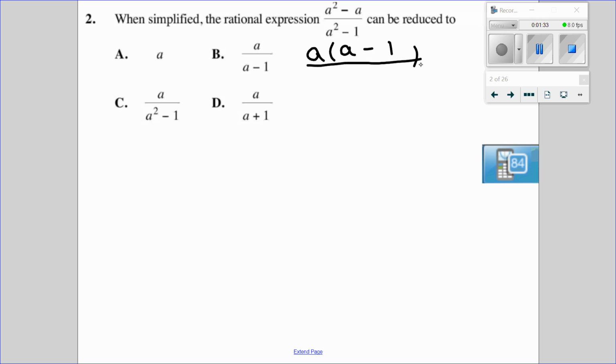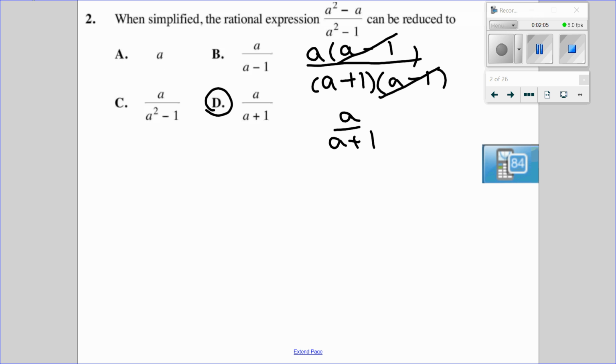In the denominator, there's no GCF because I said if one of the terms is a 1, then there is no GCF. So this is a difference of squares. So I'm going to factor that by taking the square root of the first term. Square root of a squared is a. Square root of 1 is 1. And I add one set and subtract the other. Once I've done that, I can see I have a common factor of a minus 1 and a minus 1. So my final answer is a over a plus 1, which would be D.